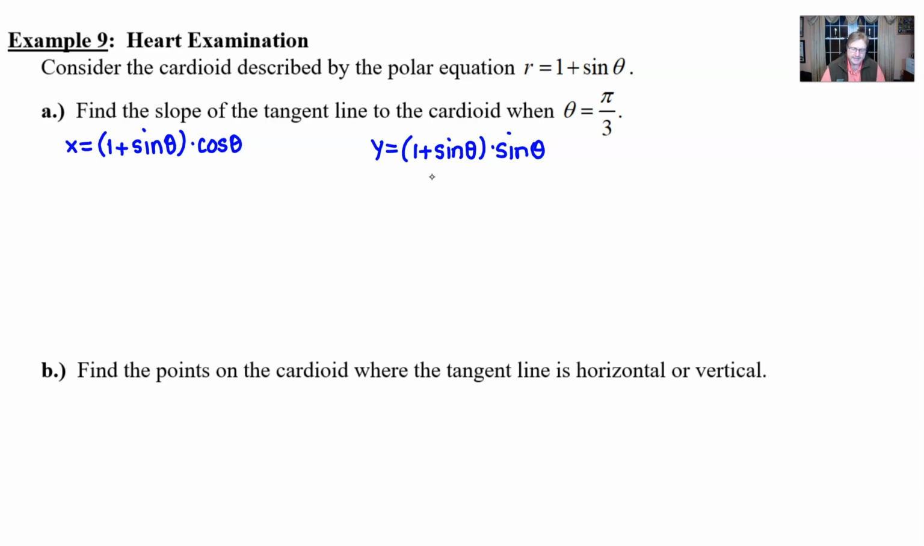I'm going to go ahead and leave them separate because I can still take a derivative fairly easily with the product rule. So remember that finding the slope of the tangent line is all about finding dy over dx. That has not changed since the very beginning days of Calculus 1.